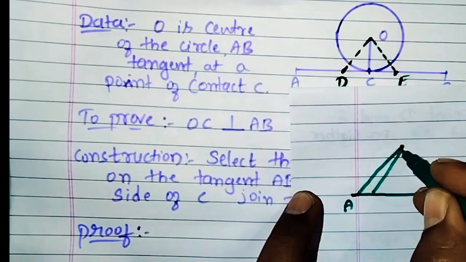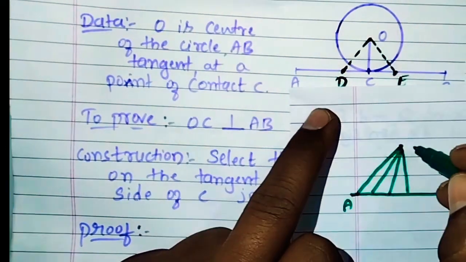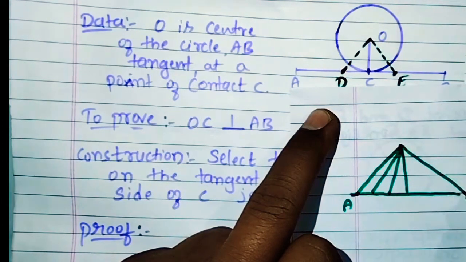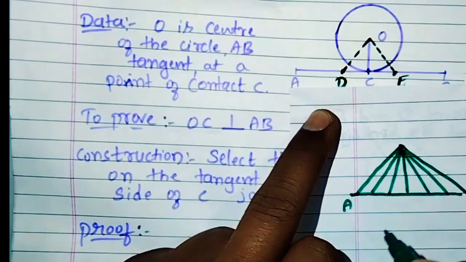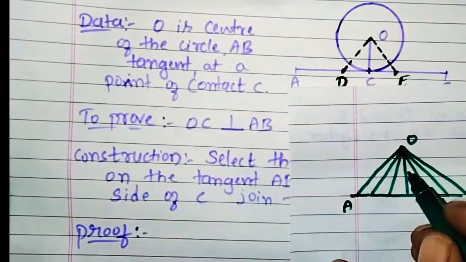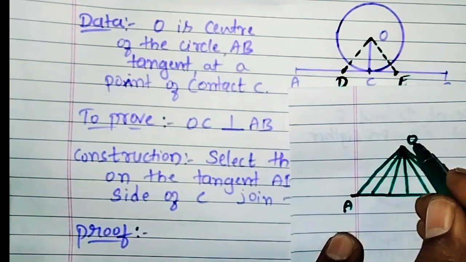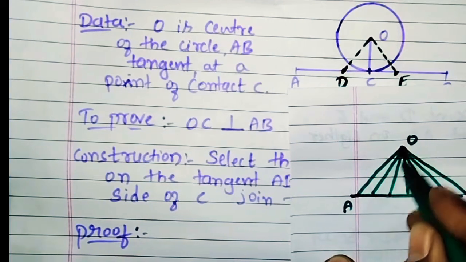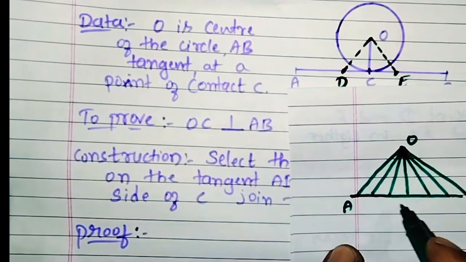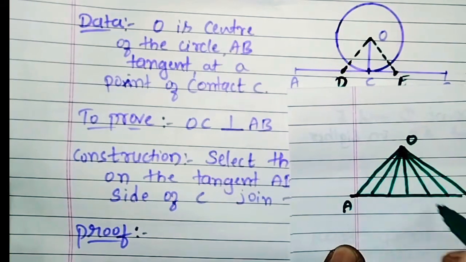Straight lines. You can draw lines like this. How many lines can you draw, dear students? You can draw infinitely many lines. Okay, this is O. What I did, I made a line like this, O to A, like O to D, E, F, whatever, like this. You can draw many lines.